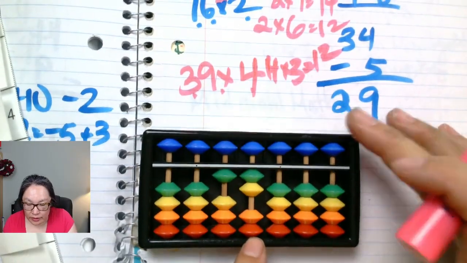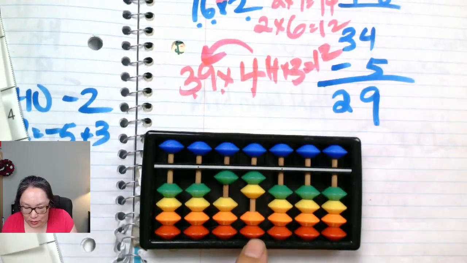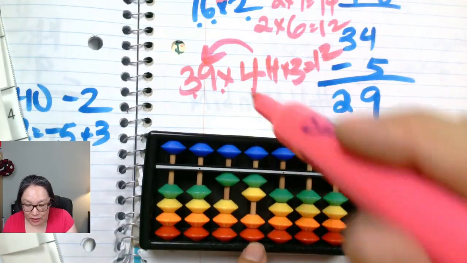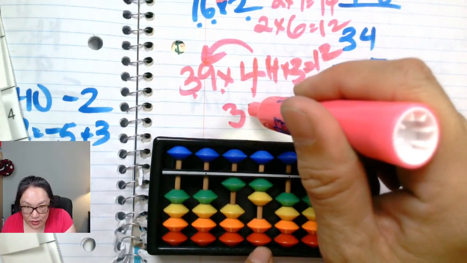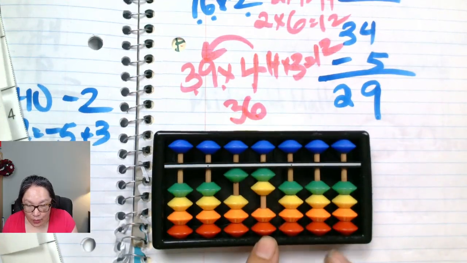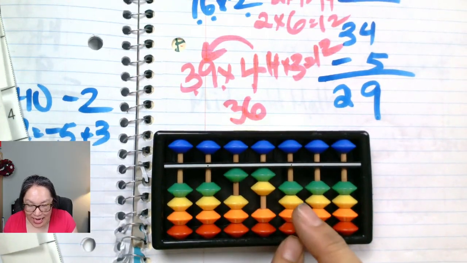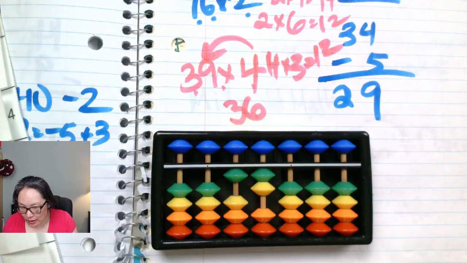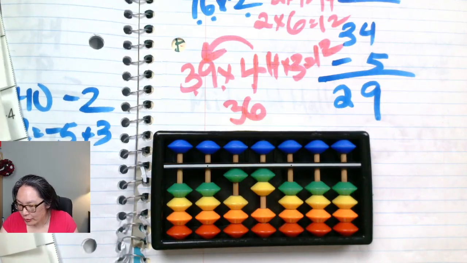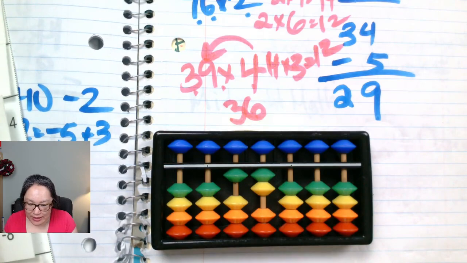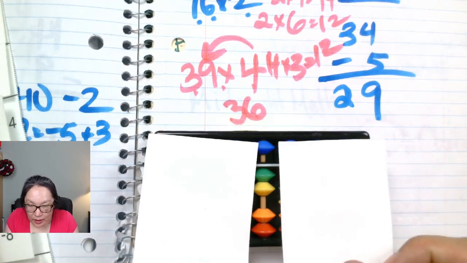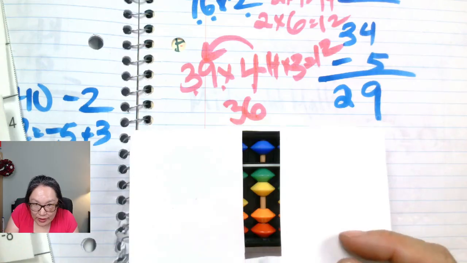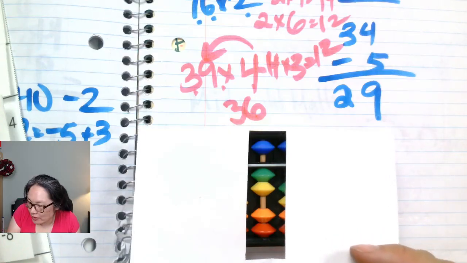And then what are we going to do? 4 times 9. 4 times 9 is what? 36. I want to add 3. I want to add 6. How do I add the 3? Is there enough beads to add the 3? There is not enough beads to add the 3. If there's not enough beads to add the 3, what is the first thing we need to do?